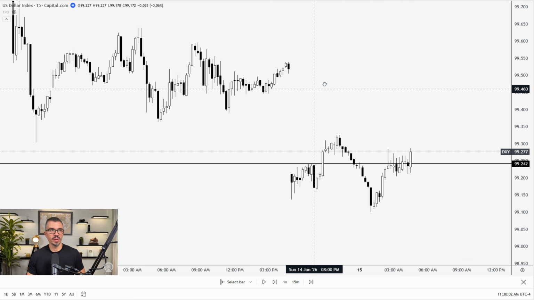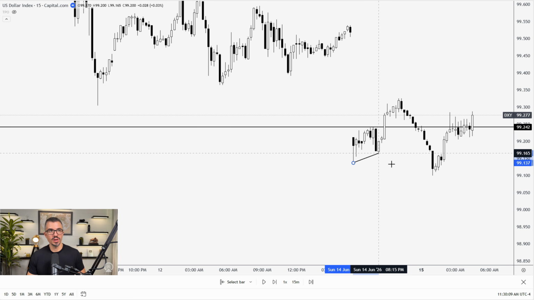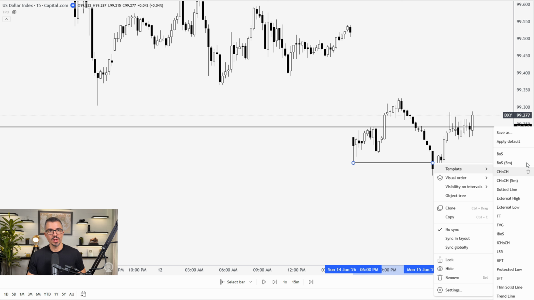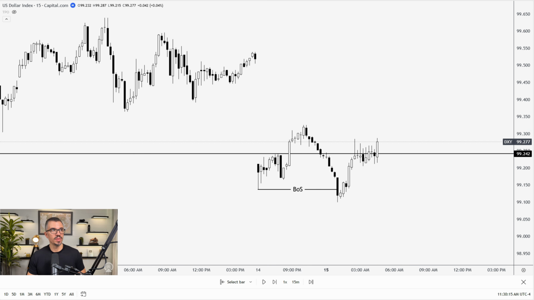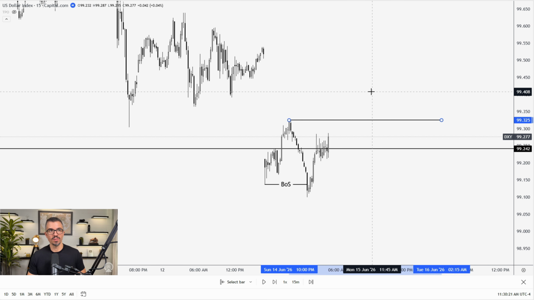You wait for confirmation, just like everything else. So using SMC, using a break of structure, change of character, all we do is off of this low back here, we say, okay, this is our BOS, right? We closed below here. That means this up here is going to be the protected high. Okay, so very, very simple. Same exact structure every single time.